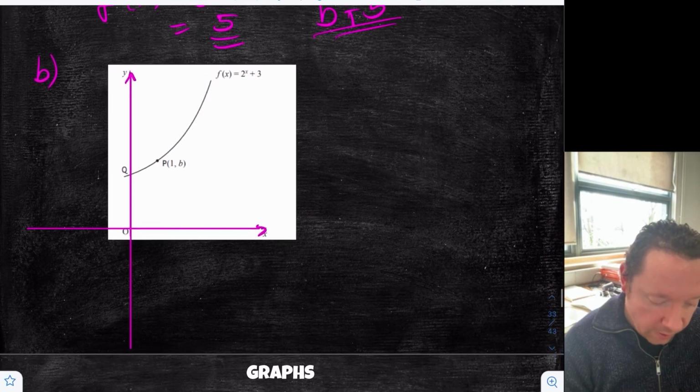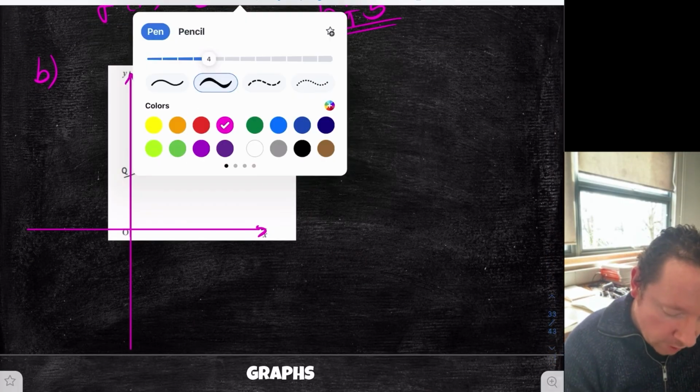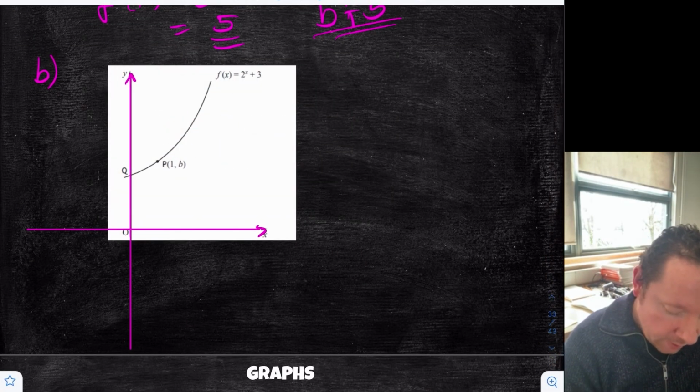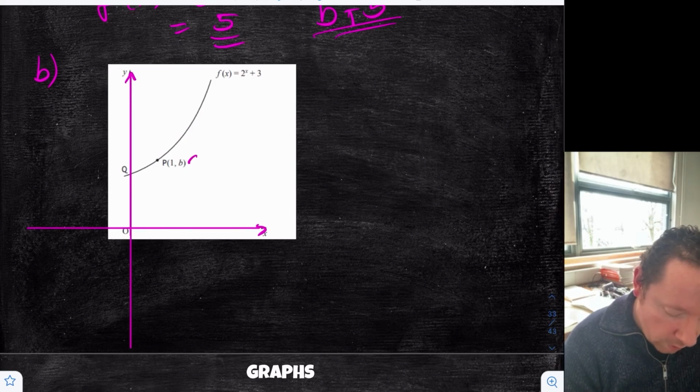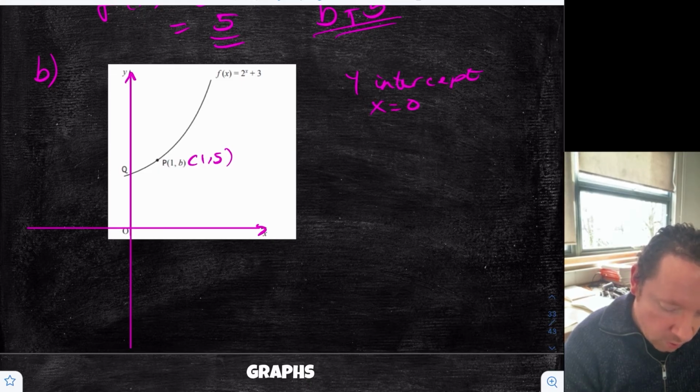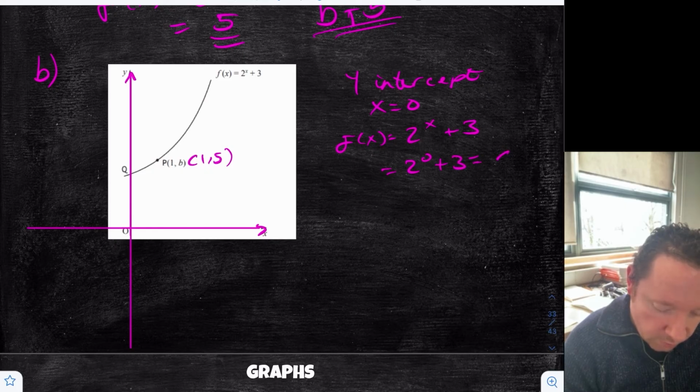So I've copied the diagram below. So we already know that P is 1, b, which we've just worked out is 1, 5. And then let's work out our y-intercept for this graph. So that is when x equals 0. So f of x, which was 2 to the power of x plus 3, is 2 to the power of 0 plus 3. 1 plus 3 is 4. So we get 0, 4.